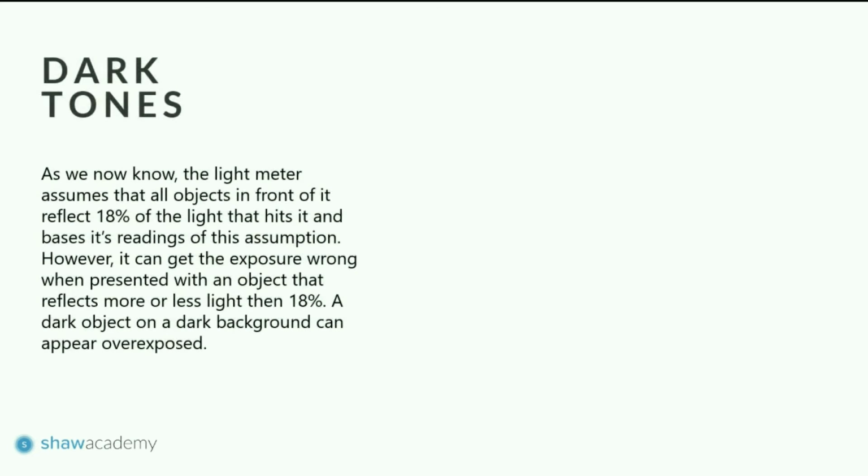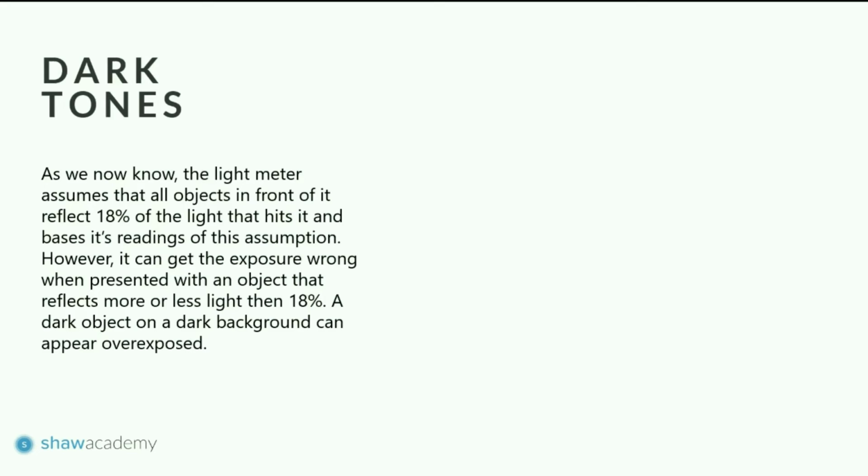Now, there are particular cases where the light meter is going to get it wrong and where we are going to need to use exposure compensation. And that's when we talk about things that have dark tones. At the start of the lesson, I mentioned that the light meter and how we see works on this assumption that objects are reflecting 18% of the light that hits them, and it bases its reading off this assumption.